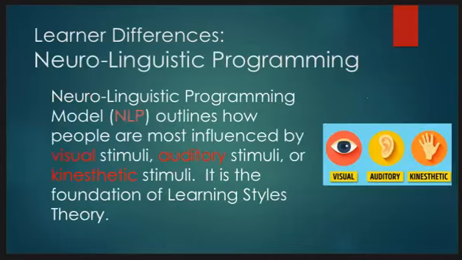Another important consideration with learner differences is this concept that Harmer talked about of neuro-linguistic programming, or sometimes the NLP model. This is a model that outlines how people are most influenced, usually by one of these three kinds of stimuli: visual stimuli, auditory stimuli, or kinesthetic stimuli. This model is really the foundation of the learning styles theory, which I'll talk about in a minute.